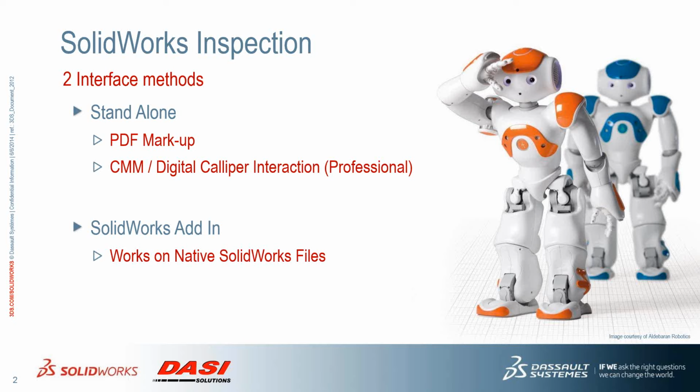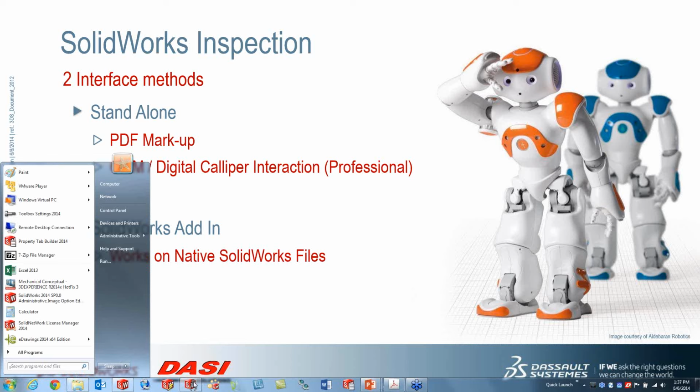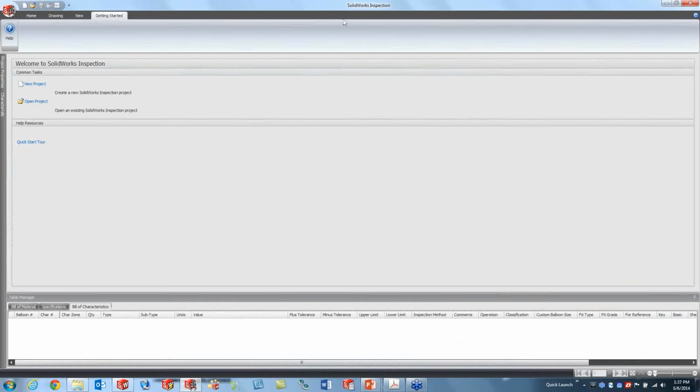There's also a professional aspect. So there's SolidWorks Inspection Standard and Inspection Professional. With the Professional module, you can link directly to coordinate measuring machines or read files from coordinate measuring machines, or capture measurements directly from digital calipers. Both of those are available, but once again, the standalone application is PDF markup. It can also have the professional module, as well as the SolidWorks add-in, which is going to work on SolidWorks native files. So we're going to start this presentation by looking at the standalone application.